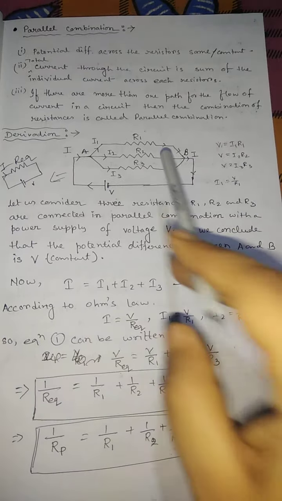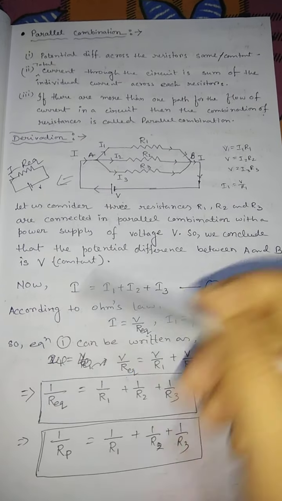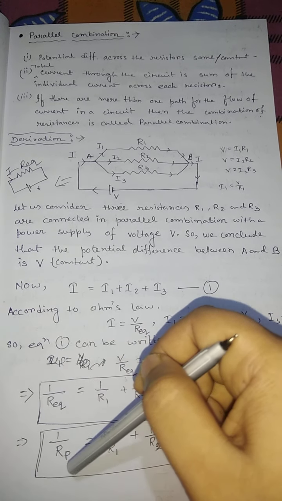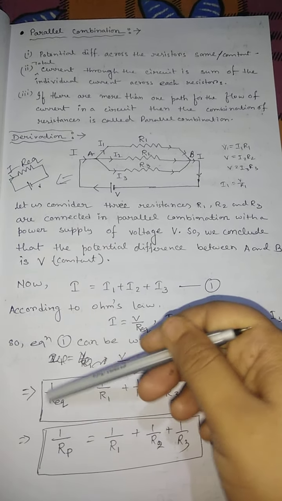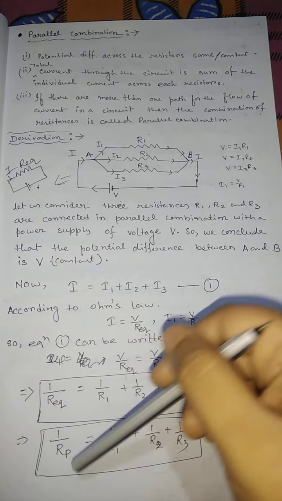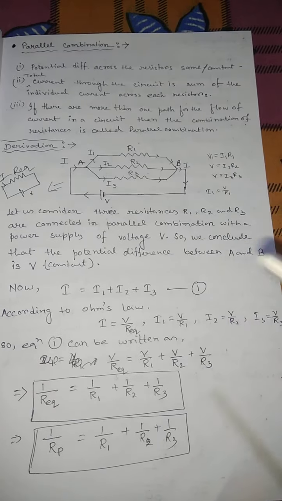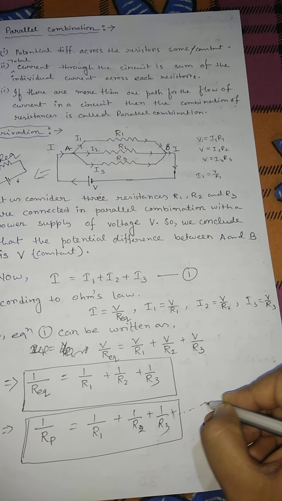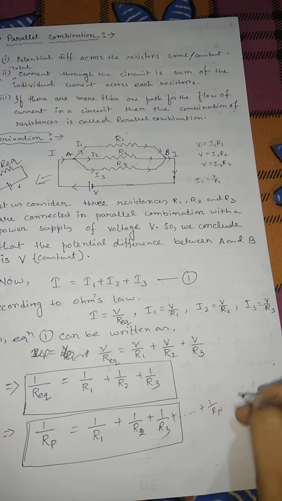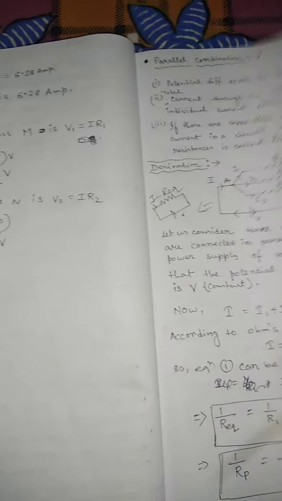In some books, because this is a parallel combination, the equivalent resistance is denoted by Rp, and for series it is denoted by Rs. So you can use either R equivalent or Rp: 1 by Rp equals 1 by R1 plus 1 by R2 plus 1 by R3. If you have n resistances, then plus dot dot up to 1 by Rn. Clear?